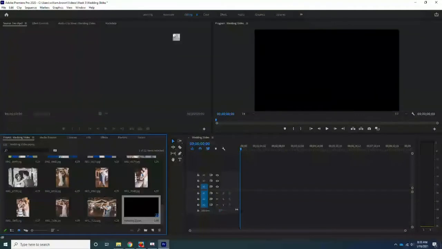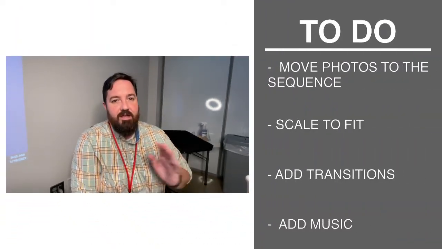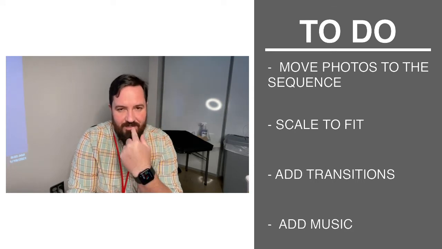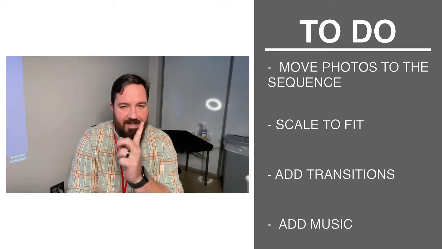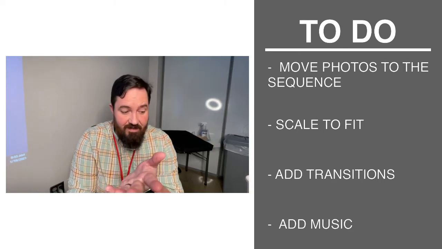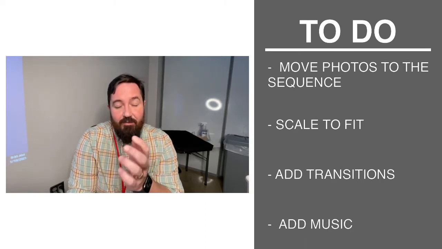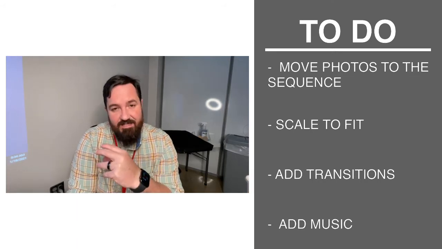Open the wedding slides project you created yesterday, and it should look a little bit like this. Let me just walk you through the big things we're going to be doing today to make sure we're all on the same track. We're going to be moving all 31 of the photos into the sequence. We're going to be scaling the photos to fit. We're going to add transitions, and then lastly, we're going to have to find some music and add some music into this.